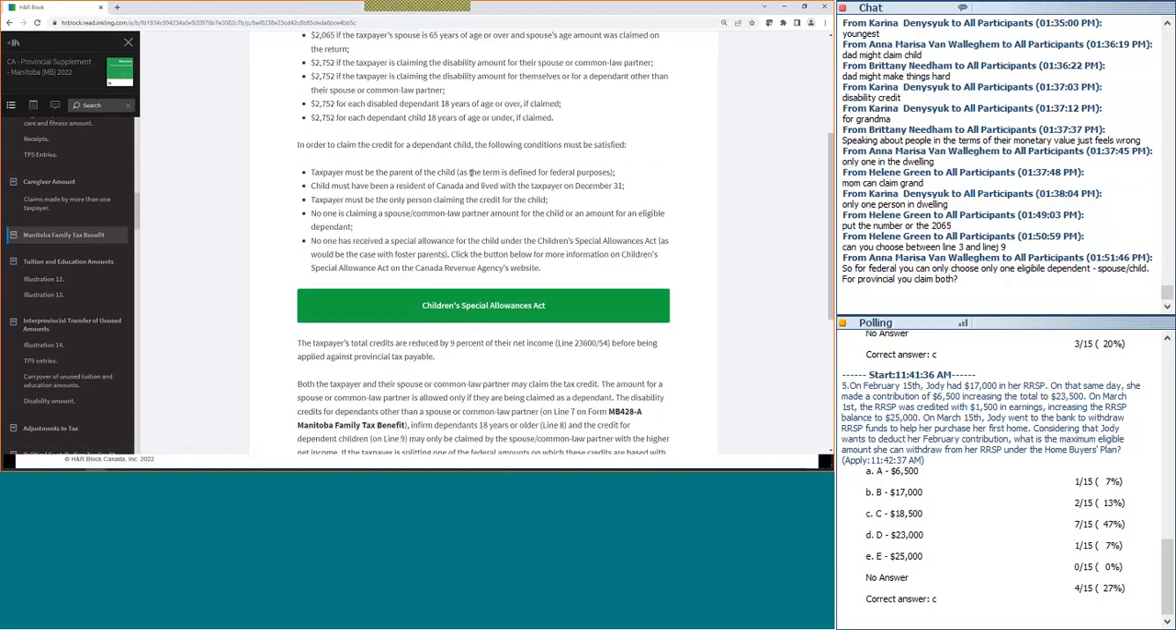In order to claim the credit for a dependent child, the taxpayer must be the parent as the definition we've talked about. Child must have been resident of Canada and lived with the taxpayer on December 31st. They must be the only person claiming the credit for the child. No one can be claiming a spouse or common law partner amount for the child or an amount for elder dependent. And then no one has received a special allowance for the child under the Children's Special Allowances Act. Basically, they're not foster children.